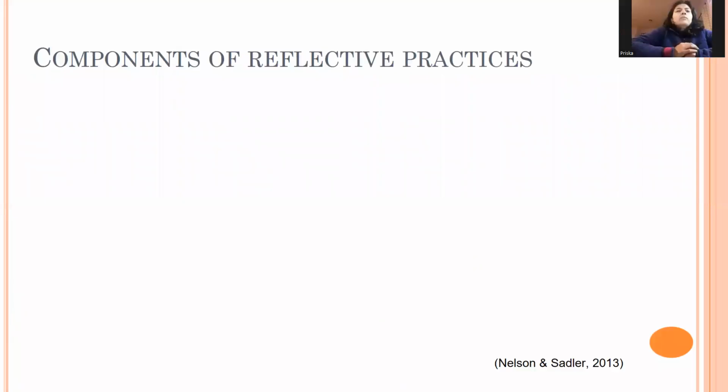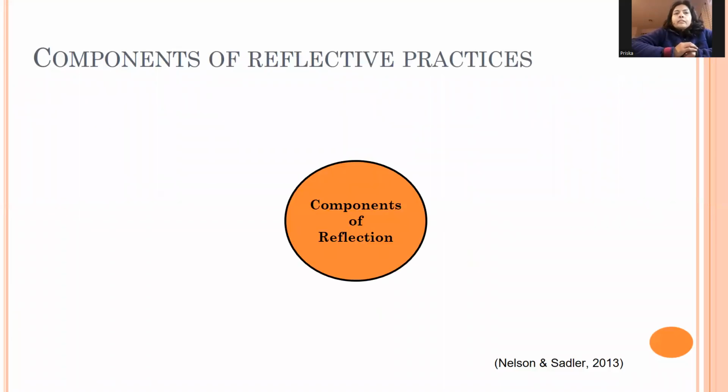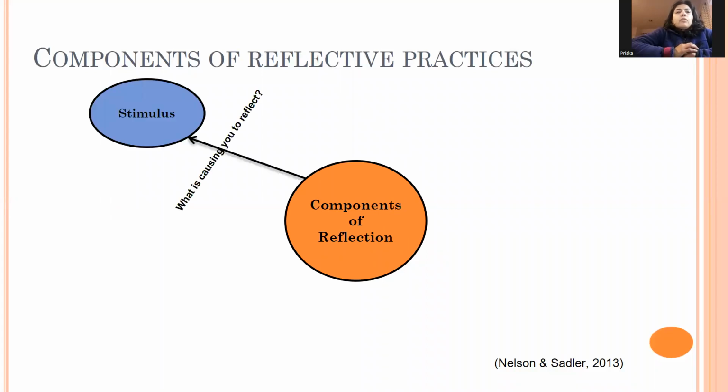Now, coming to the components of reflective practice. Many scholars have identified different components of reflective practice, but the one identified and labeled by Nelson and Sadler in 2013 includes four basic, or major, components. The first is stimulus. Stimulus means what is causing you to reflect.